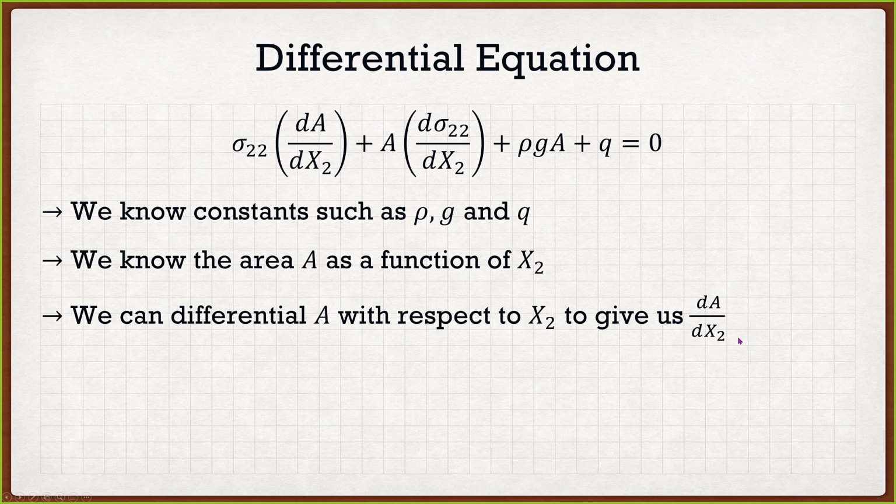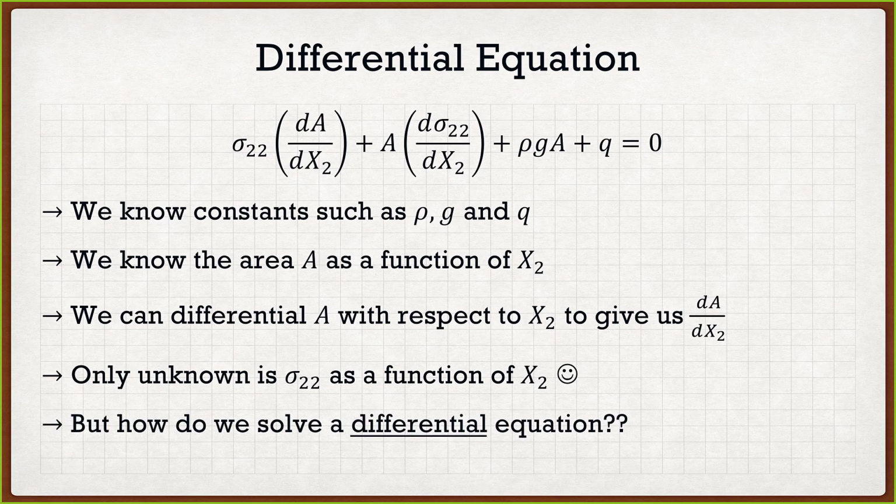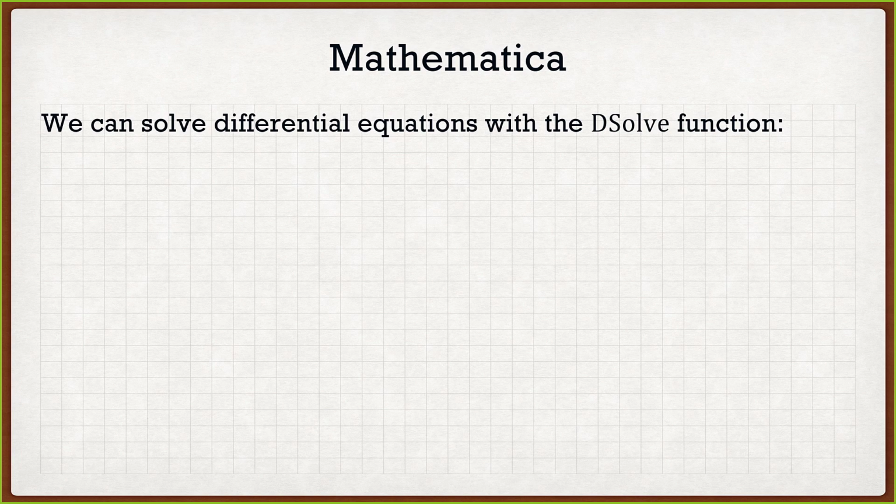So at this point, if we look, our only unknown is going to be this sigma 2,2 and the derivative of sigma 2,2. So all we need to do is solve this differential equation to figure out what exactly that is. Now, what's nice for us is Mathematica has a function specifically for differential equations, and that is going to be this DSolve function.